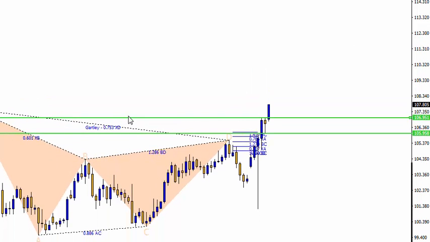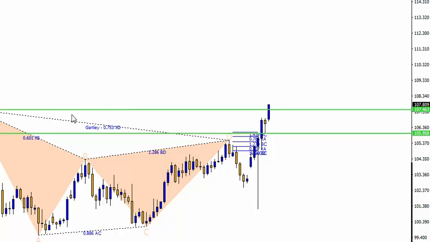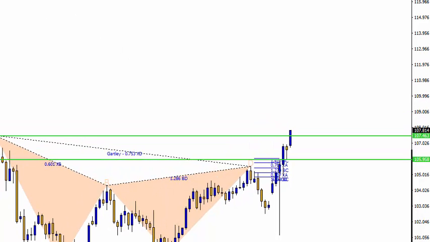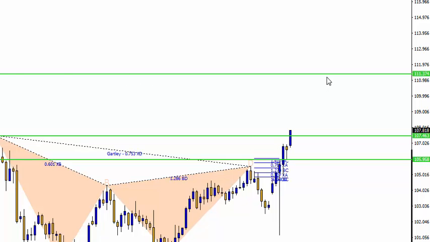As you can see now, it's broken away. So this currency pair has got so much room to go. We could be seeing it back at 111. That's just over 400 pips away, all the way up here.